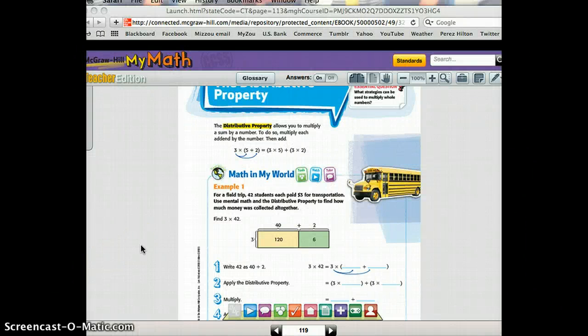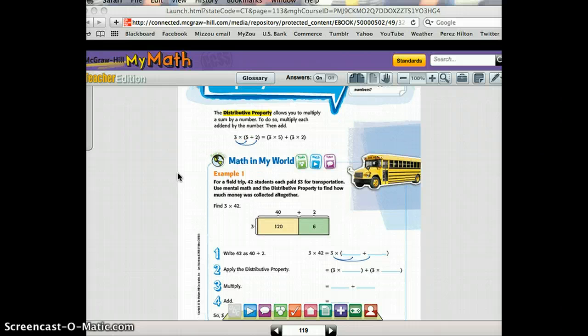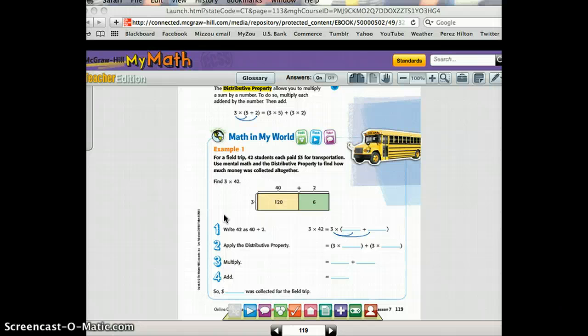Okay, so let's look at this in our book. The distributive property gives you an example of how we're going to do this. It looks like the area model that we just talked about, and it's talking about 3 times 42. Basically it's the same thing you were doing in the area model, but we're showing the steps more. First we're going to break apart that 42 into its place values of 40 plus 2. And then it's written out here, 3 times 42 is the same as 3 times 40 plus 2.